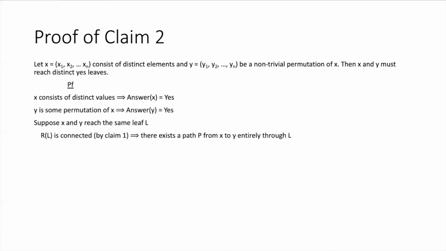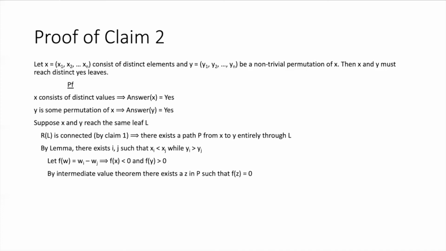We know that R_L is connected by claim 1, right? We proved that. So if it's connected, that means there's going to be a path from x to y that is passing entirely through L. Right, and now by the lemma that we just proved, we can say that there exists an i, j such that xi is less than xj, while yi is greater than yj. And now let's define a function f of w such that f of w is equal to wi minus wj, right? If we apply this function to x and y respectively, this is going to give us that f of x is less than 0 and f of y is greater than 0. So if we make a path between x and y, that path is going to have to cross 0.